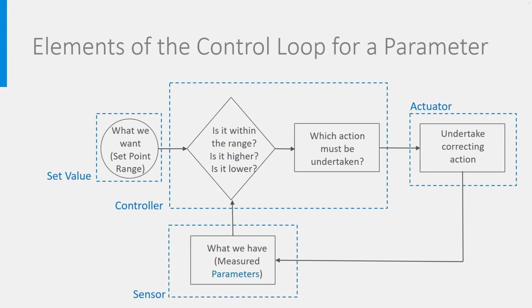For each parameter we want to control, the control loop consists of 4 different elements. What we measure is called the sensor system. What we want to have is the set value. The controller is the part that makes the analysis of the measured value, compare it to the set point, and decide which action should be taken. Finally, the actuator consists of the elements of the system that carry out the needed actions, for instance, switching on or off the cooler.